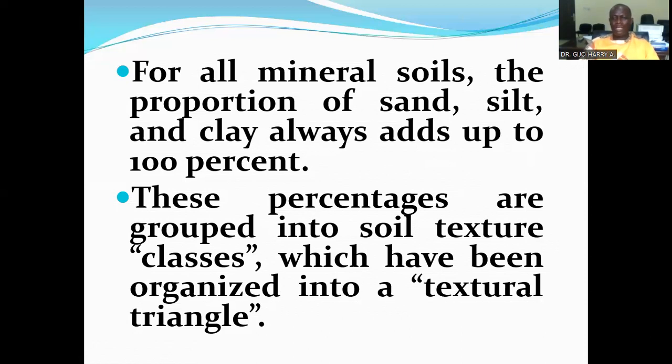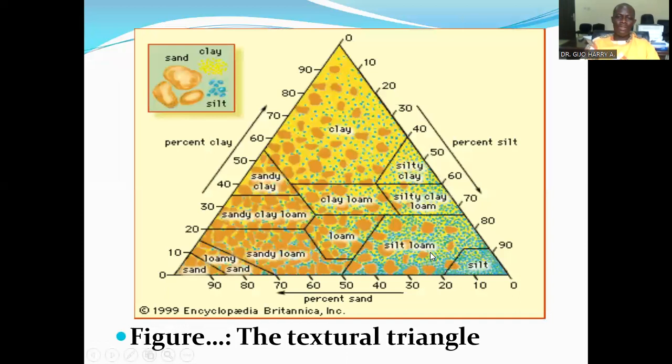Soil texture is ascertained through either the hydrometer method or the sieve method. The percentages of each of these soil separates are then compared with the values in the textural triangle. Now this is the textural triangle. On the left-hand side, we have percentage silt. On the right-hand side, we have percentage clay. Then at the bottom, we have percentage sand. So the percentages of each of these components determine the textural class of the soil.